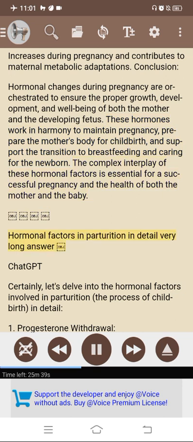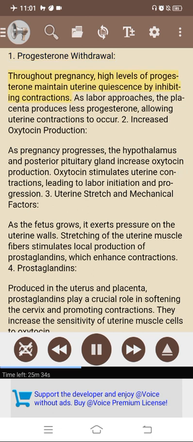Hormonal factors in parturition in detail. Certainly, let's delve into the hormonal factors involved in parturition, the process of childbirth, in detail. 1. Progesterone withdrawal. Throughout pregnancy, high levels of progesterone maintain uterine quiescence by inhibiting contractions. As labor approaches, the placenta produces less progesterone, allowing uterine contractions to occur.